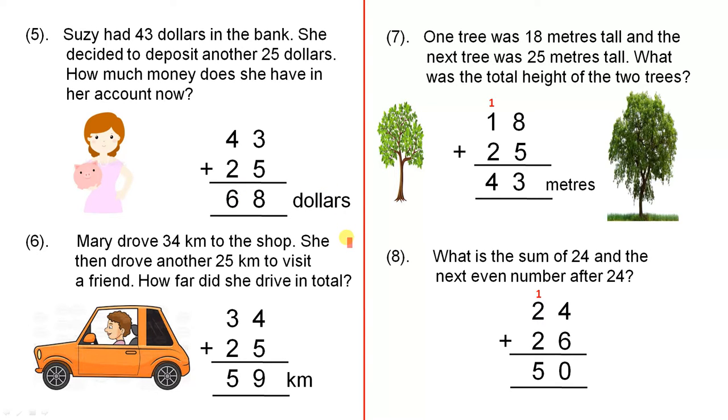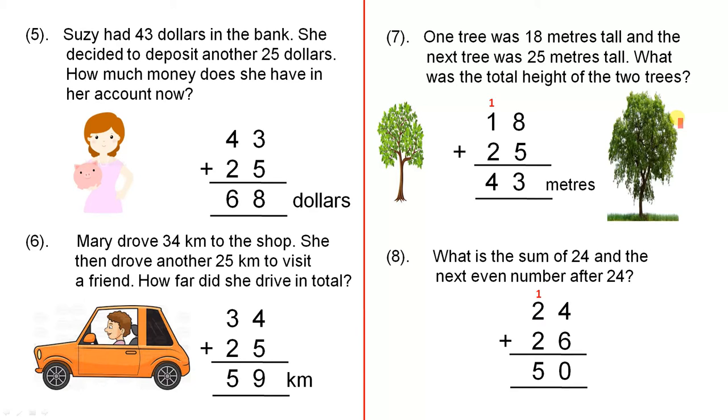Mary drove 34 kilometres to the shop. She then drove another 25 kilometres to visit a friend. How far did she drive in total? In total means you add them up. So 34 plus 25, 4 plus 5 is 9, 3 plus 2 is 5. So she drove 59 kilometres in total.